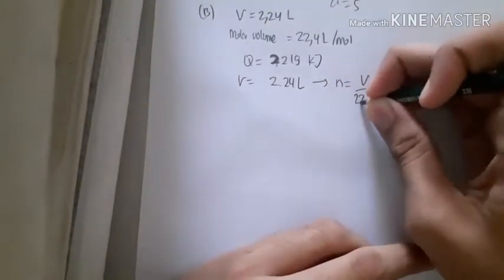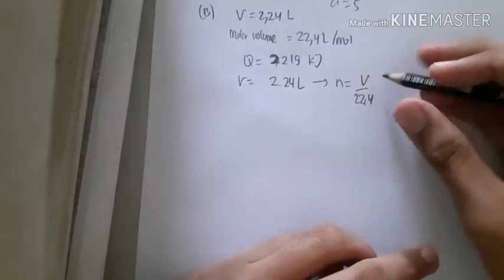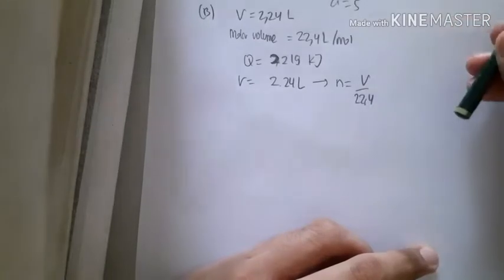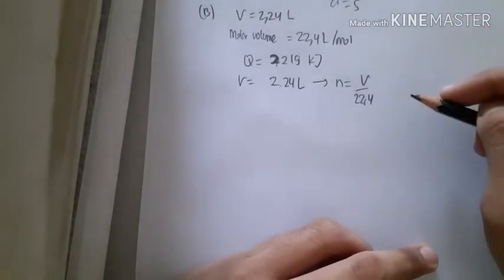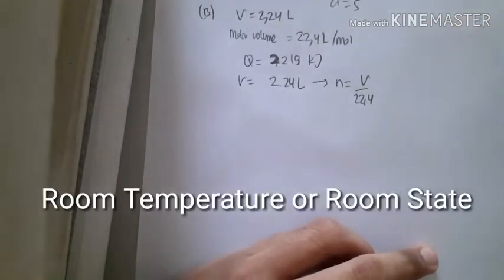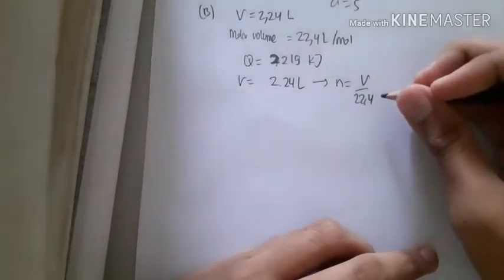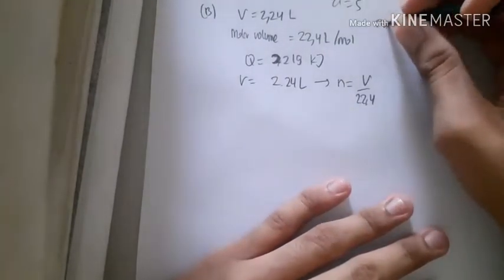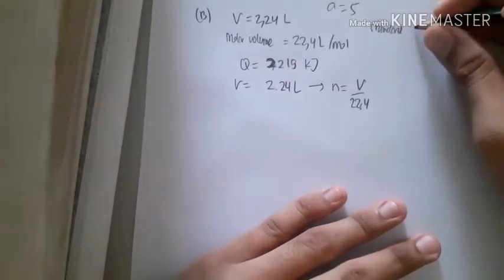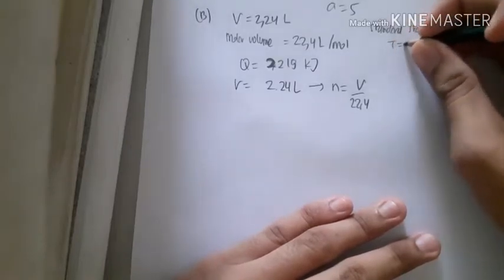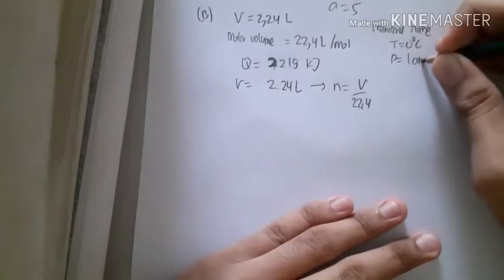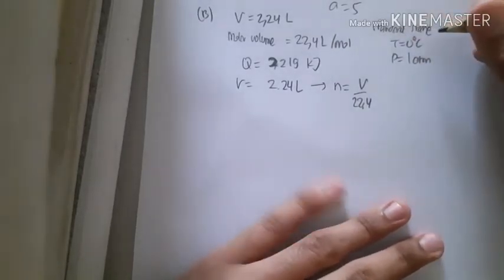To find it, it is volume over 22.4. Remember that this is a constant. It is the value at standard state. For standard state, we write 22.4. If they say room state, I mean room temperature, you write 24, but it is standard state. And remember, if the question didn't say standard state but you see the temperature 0 degrees Celsius and the pressure at 1 atmosphere, it is standard state.